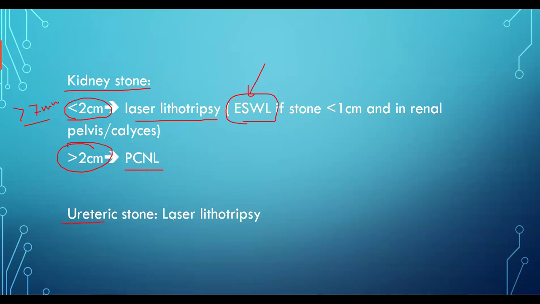Okay. What about ureteric stone? RACGP says wherever the stone is, either in the proximal 1/3, middle 1/3, or the lower 1/3 of the ureter, it doesn't matter. Laser lithotripsy is the treatment of choice. Okay, so ureteroscopic laser lithotripsy, that usually will be the main management for any kind of stone. Except if it is a kidney stone, it will be PCNL or percutaneous nephrolithotomy.